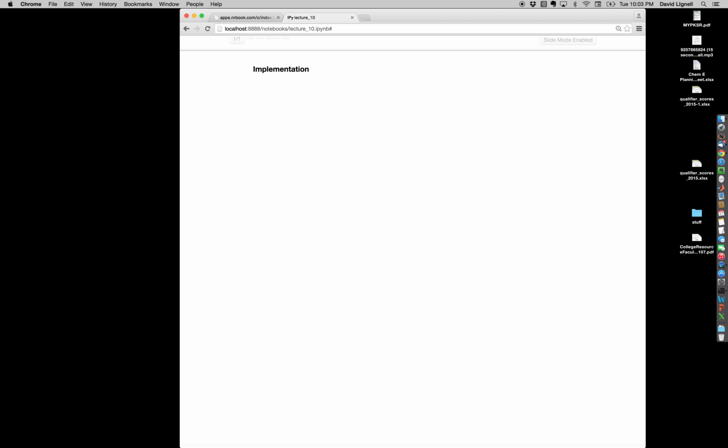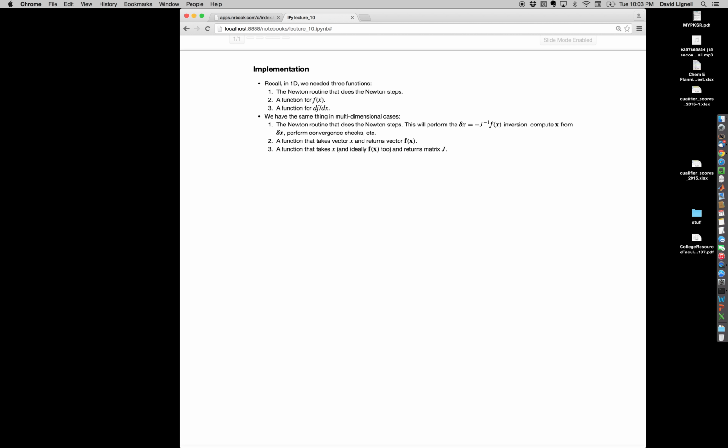So let's talk a little bit about how we go about implementing this. In 1D, we needed 3 functions. The first was the Newton's routine that does the Newton steps, so that one's kind of obvious. And then that needed to operate on a function for f of x. And then we also needed another function that defined the derivative, df dx.